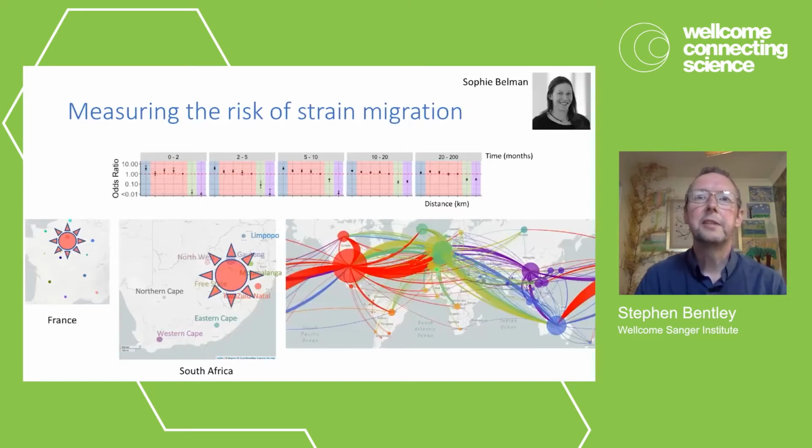Sophie Bellman is a new PhD student, and she's trying to use genomic data to look at migration of strains. So it's well acknowledged that strains do move around the world, but until now, most of that description has been very qualitative in terms of how strains are moving. And what Sophie's trying to do is use the genomic data and other metadata to really quantify how strains are moving, and then that will be useful in forecasting risk of emerging strains in the future.